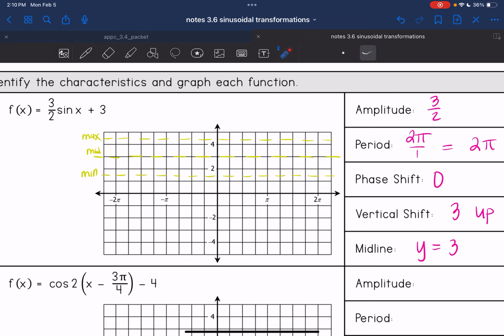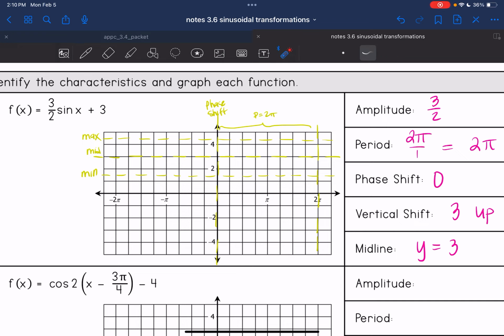Okay, and then for now, phase shift is 0. It's not moving left or right. So I'm still going to draw this. I'm going to start at the y-axis at x equals 0. So that's my phase shift. And then period is 2 pi. Since we're starting at 0, it's easy to count. 2 pi is going to end where it says 2 pi. And then that is the period.